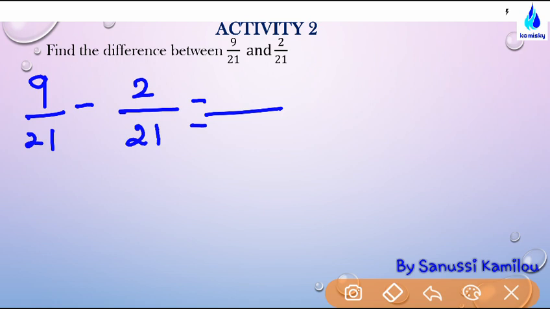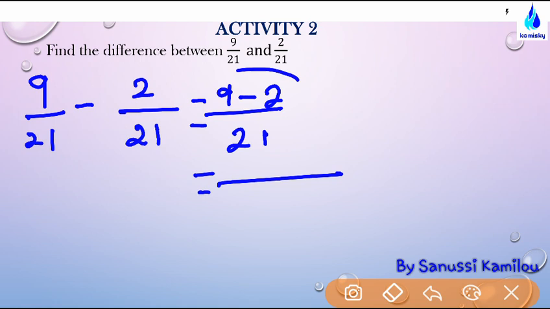Since the denominators are the same, we will keep it. We will not touch the denominator. Then what do we do to the top? We find the difference. We've seen it. The next thing is to do this calculation. 9 minus 2 will give me what? 7 over 21, or 7 out of 21.